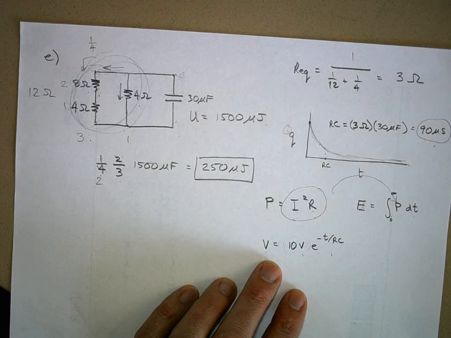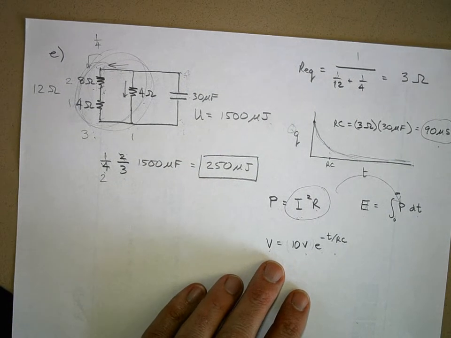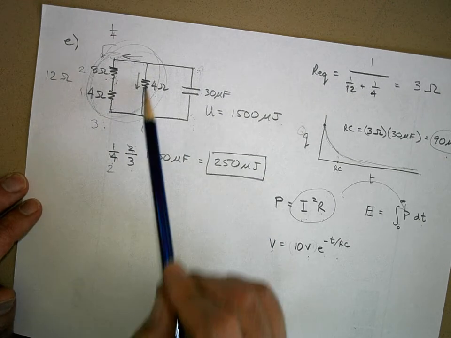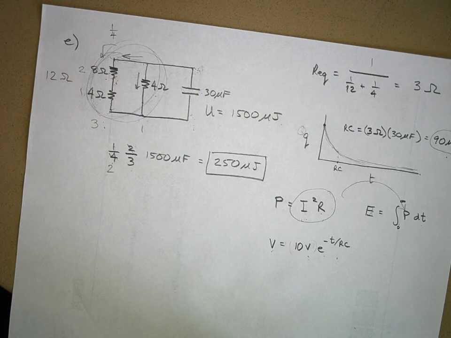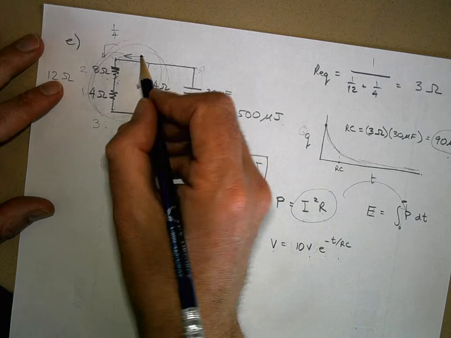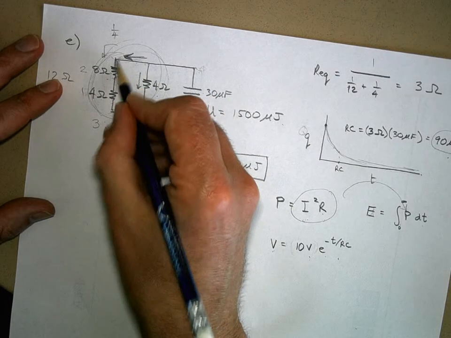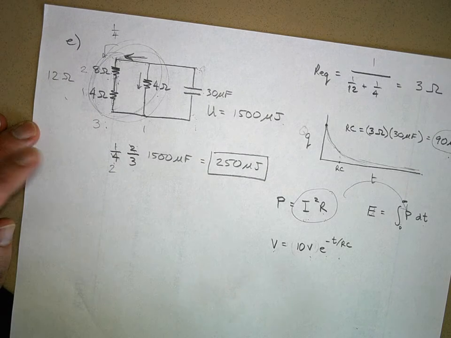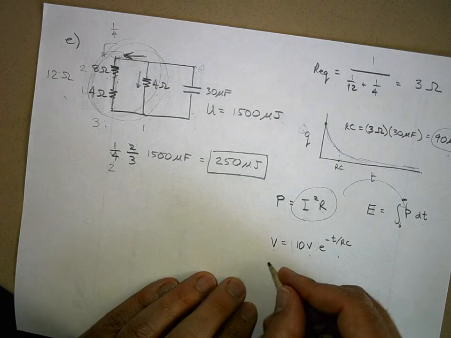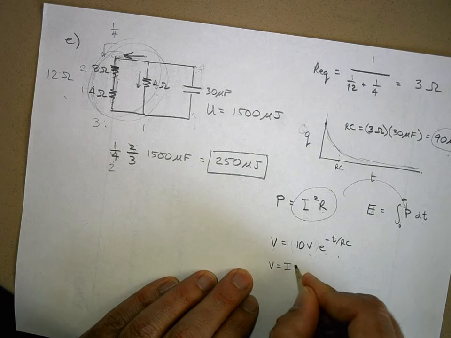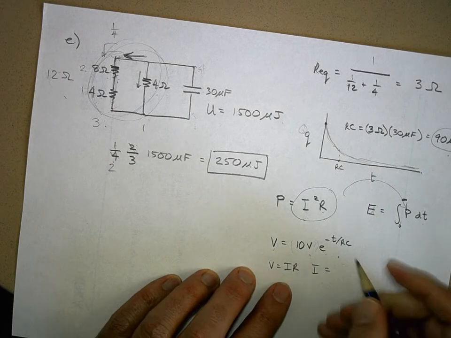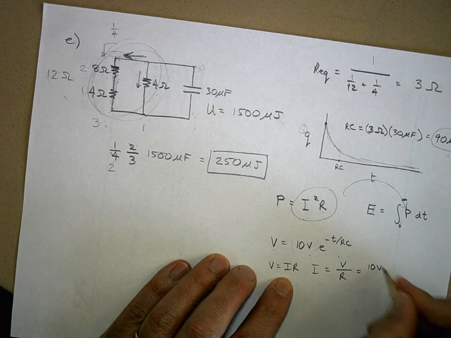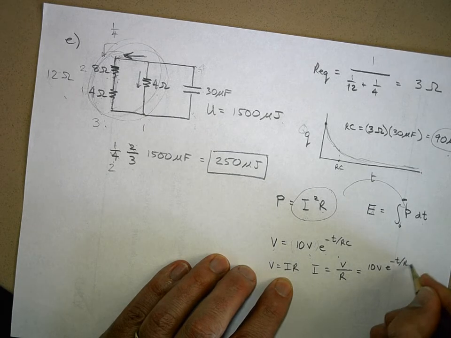So that's the voltage as a function of time for the whole circuit. This is the voltage that's supplied by the capacitor, driving the currents through those resistors. Now I need to figure out what the current is through the 8 ohm resistor, which is the same through this whole branch, which has a 12 ohm equivalent. So we know that V equals IR, so I equals V over R. So that's going to be 10 volts times e to the negative t over RC. And we know what RC is.